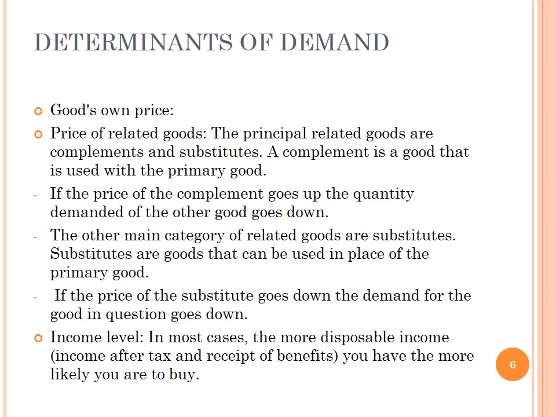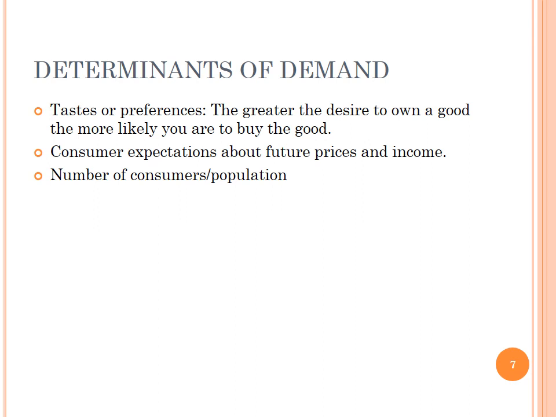We also have the income level of consumers. Aside from the level of income, we also have taste and preference. Aside from taste and preference, we also have expectation of consumers. And aside from that one too, we also have the number of consumers. So these are some of the factors which can influence demand for a commodity.